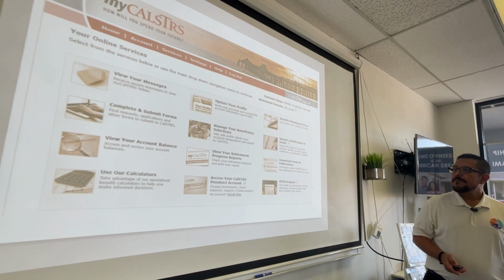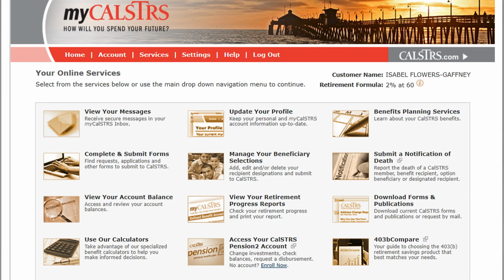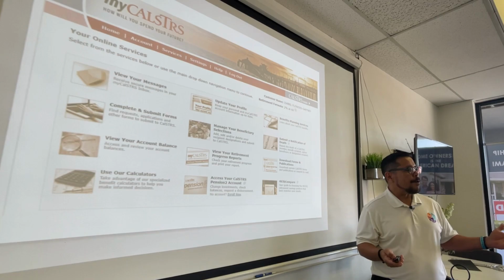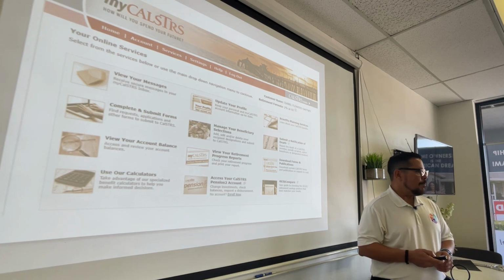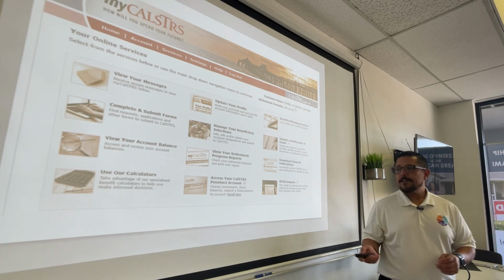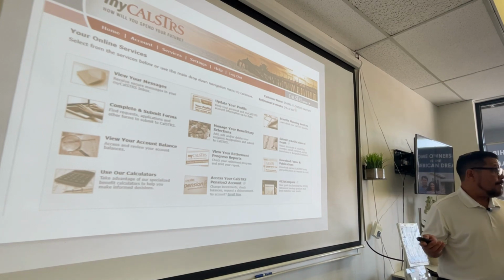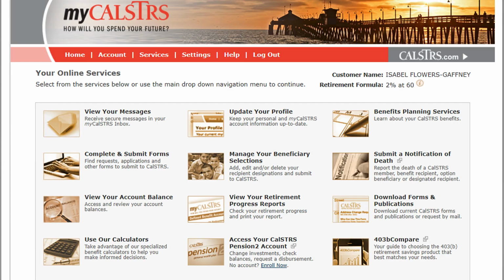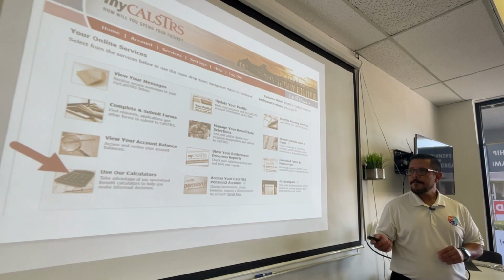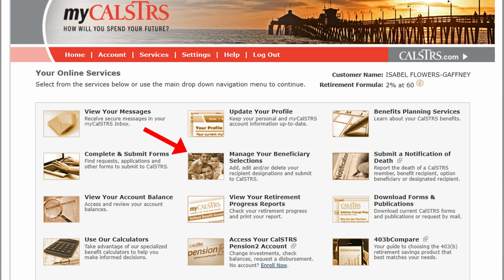All right, so let's go back to the homepage. What's the next thing? We've already shown them the retirement progress report. What do you think the next thing you want to do is? Calculate their pension. And you can have them do it once they're logged in. We do this a lot on Zoom calls because they're logged into that. They can just hit this icon right here for their calculators. They can also change their beneficiary right there off the homepage.